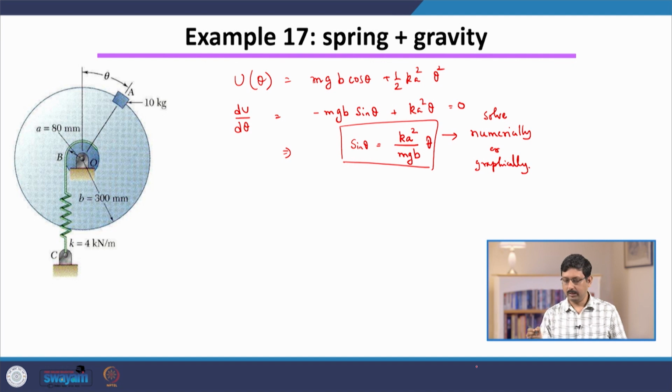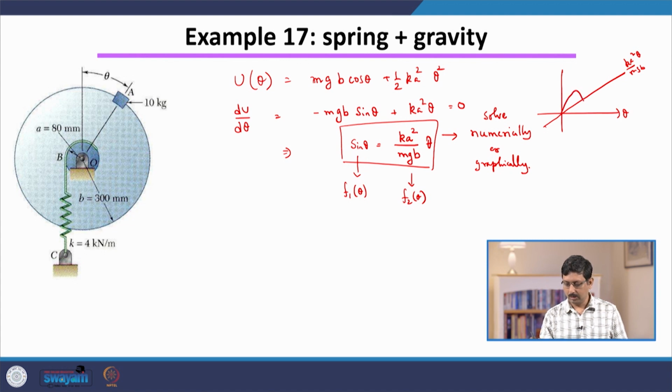What do we mean by graphically? So, you take this theta. Consider this as some function 1 of theta, and this as a second function 2 of theta. The second function is like y equal to mx, something constant times theta. Let us say this function is k a square theta by mgb, and the sin theta, you know that sin theta starts from 0, and this is sin theta.